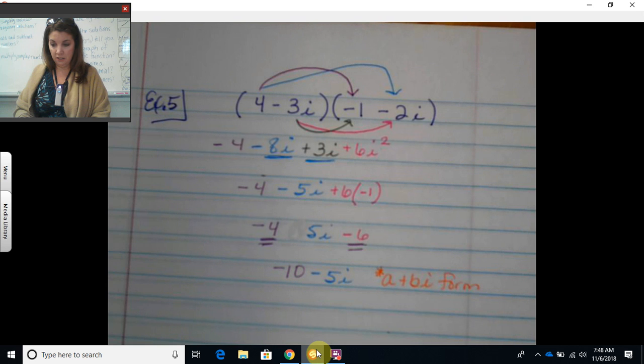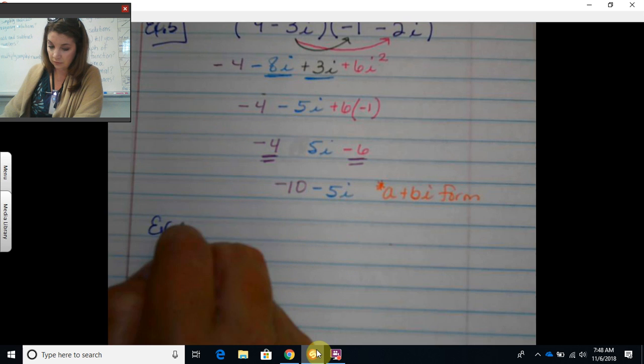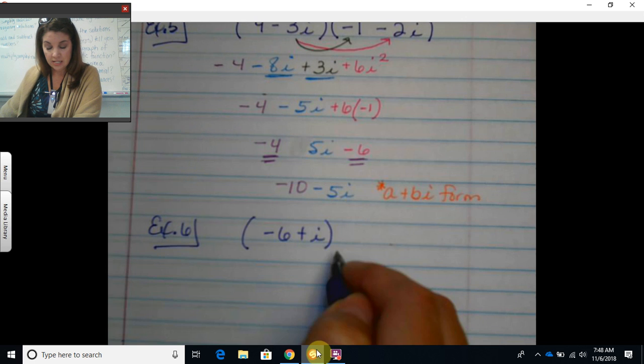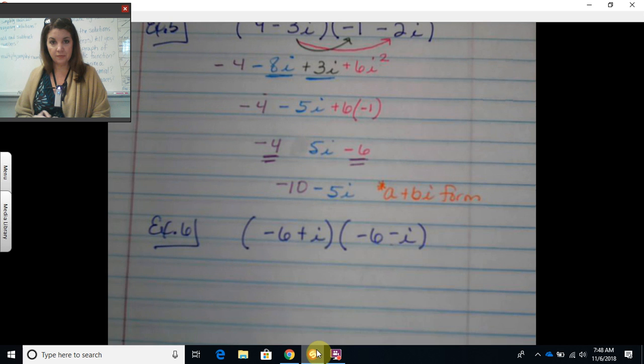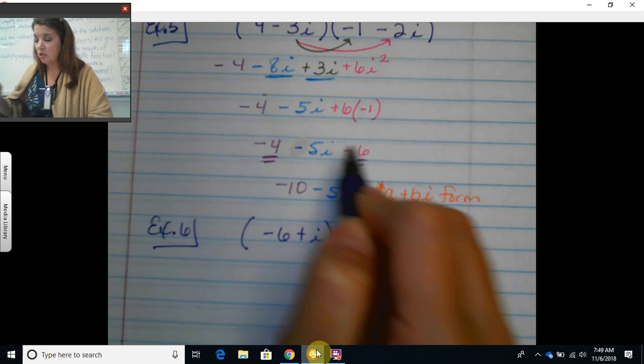So example 6. We have, first set of parentheses, -6 plus i. Second set of parentheses, -6 minus i. No, we're not factoring, we're doing the same thing. Multiplying, distributing. So work this one on your own, please.